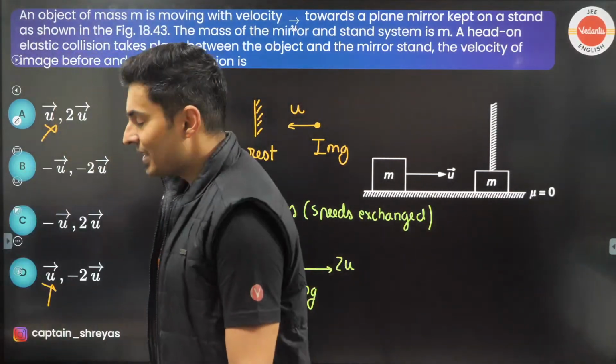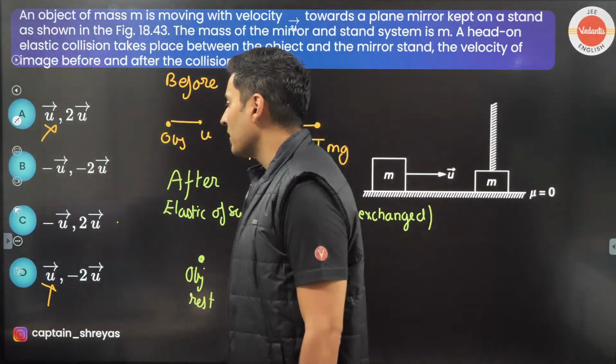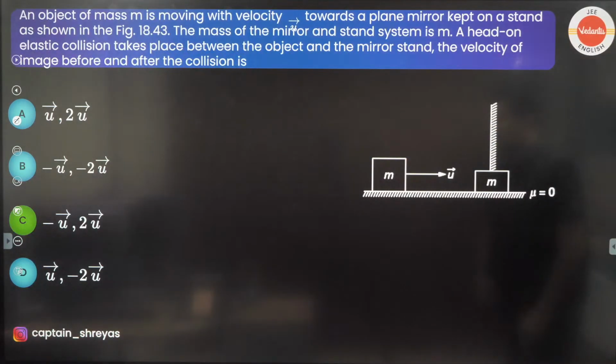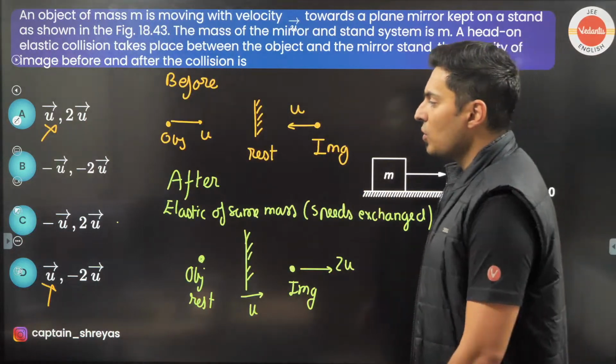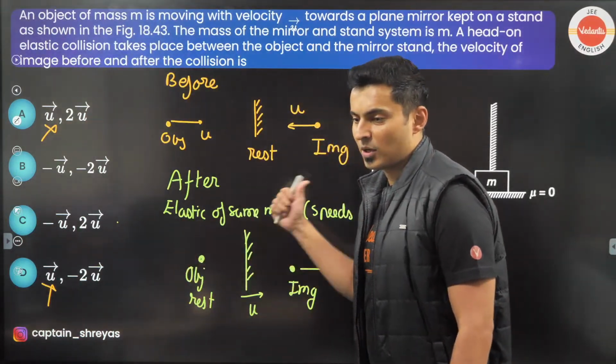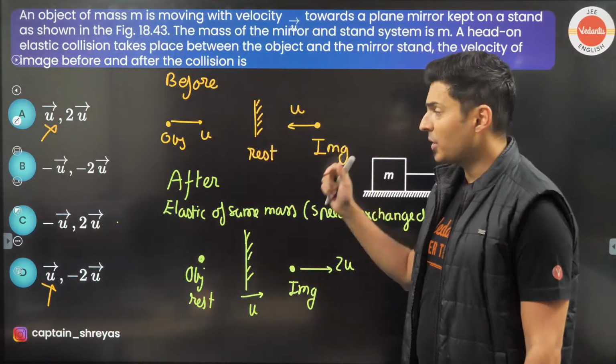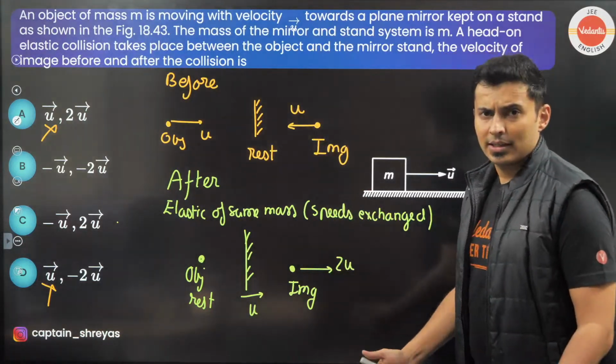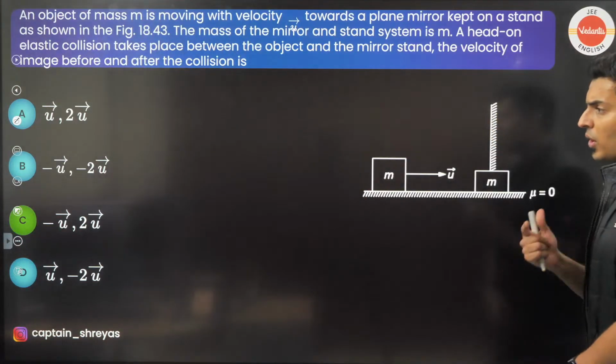So where is 2u, guys? Exactly, this is over here, option C, like you can check on your screens. So minus u and plus 2u, plus because it's going that side, minus because it was going towards the left side. That's how you get the answer. Moving on to the next question.